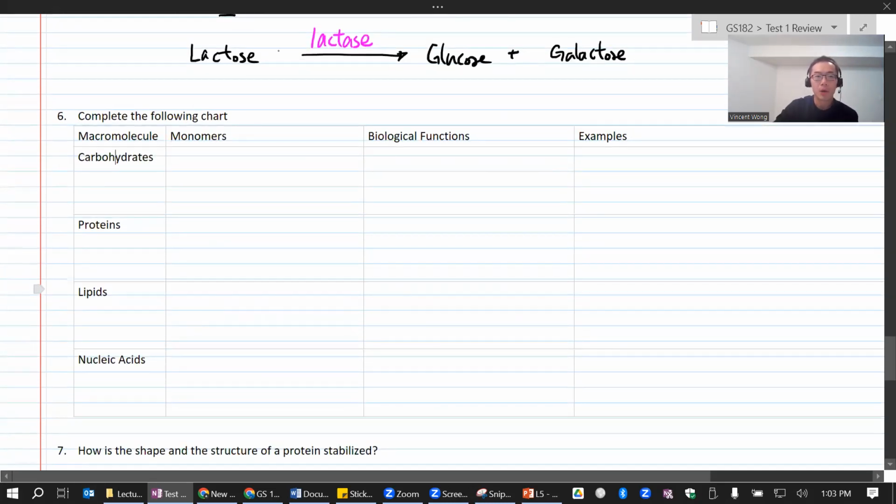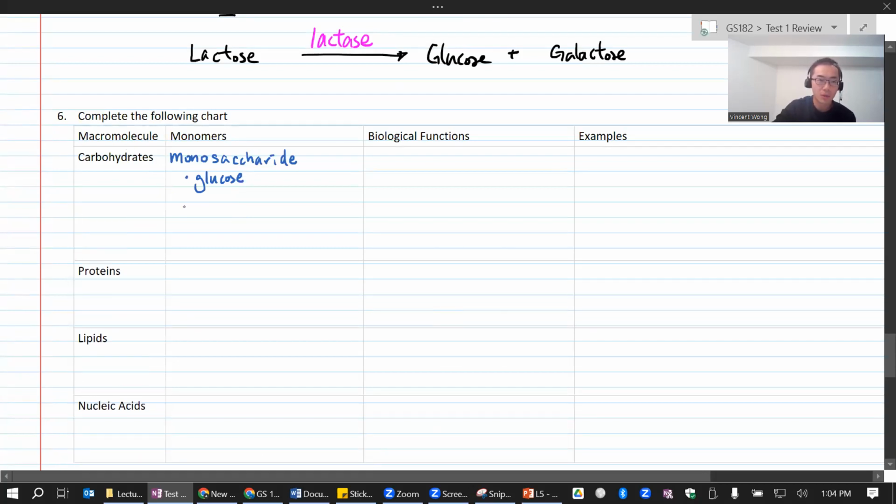All right. Carbohydrates. The monomers for carbohydrates, we collectively call them monosaccharides. Single sugar, right? Which include glucose. And this would be a nice chart to have next to you during the test, if you have trouble memorizing these things. Glucose, galactose, and fructose, right?